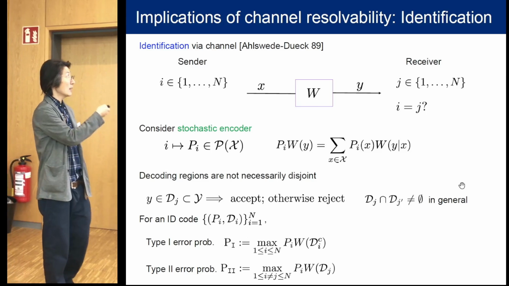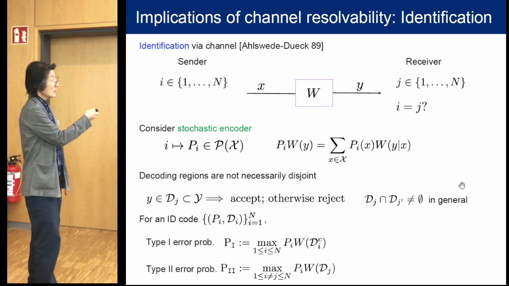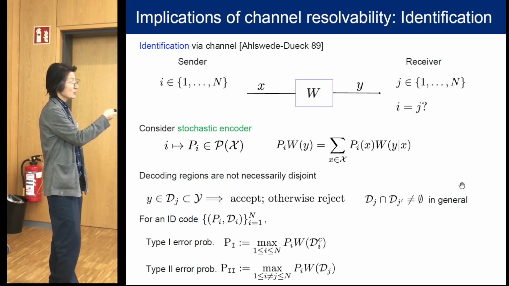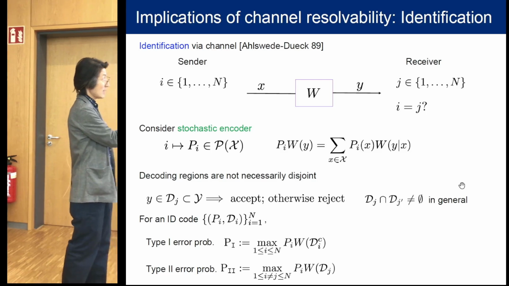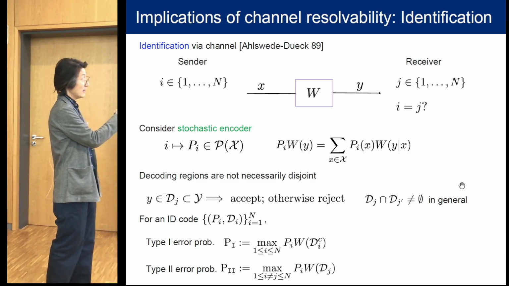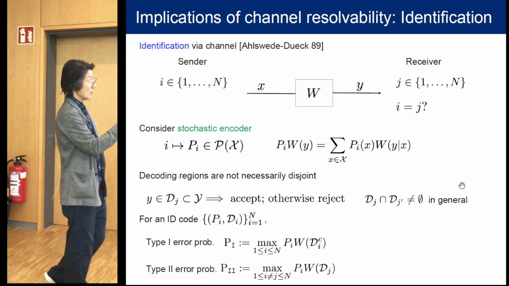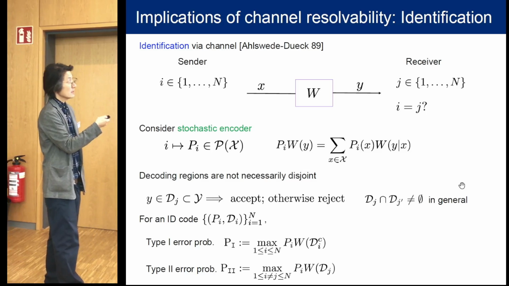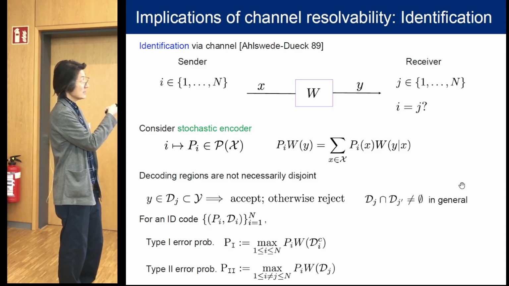But here, sender uses stochastic encoder. So for message I, we assign probability distribution Pi on input symbol. Then we are given some output distribution induced by this input distribution Pi. And by observing output symbol distributed according to this distribution, the receiver's goal is to decide whether the sender's message I coincides with receiver's message J.